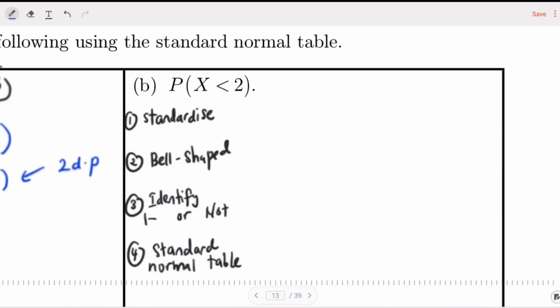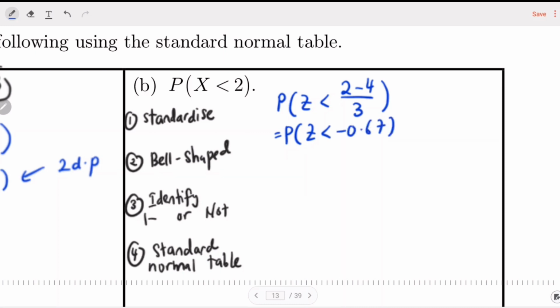B, probability x less than 2. So we have 4 steps that we need to follow. The first one is to standardize, which means we need to change from x to z. So our x minus mu, which is 4, and then divide by sigma. Give your answer in 2 decimal places. Next step, bell shape.